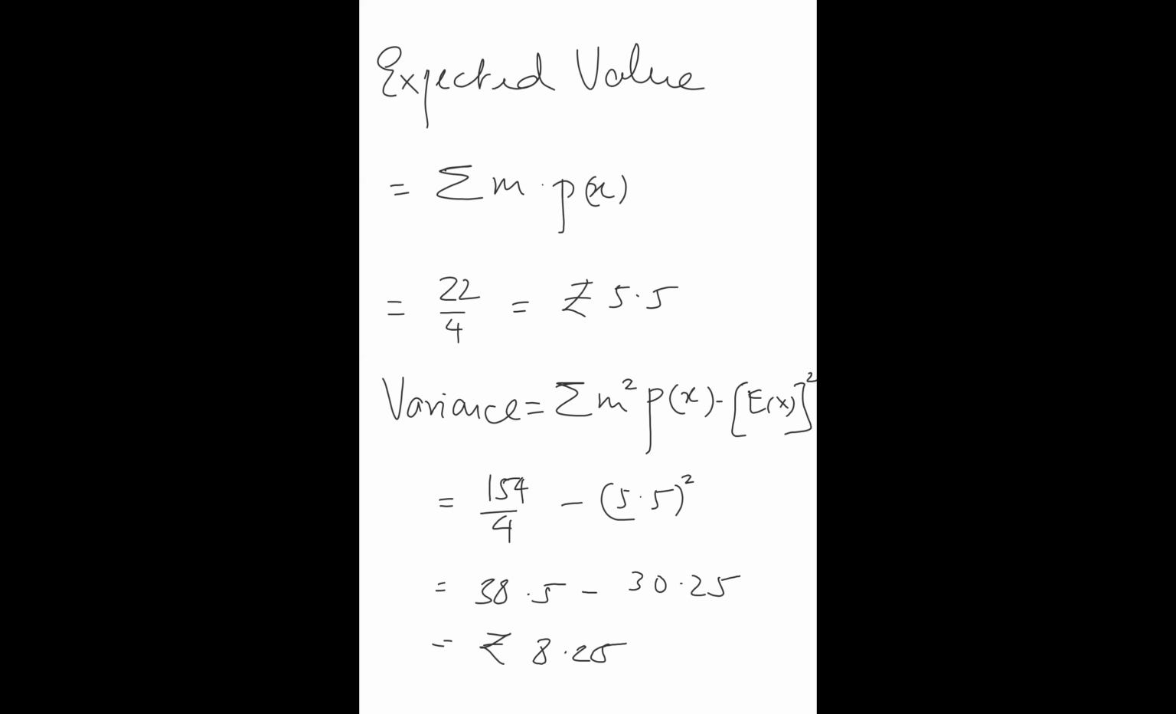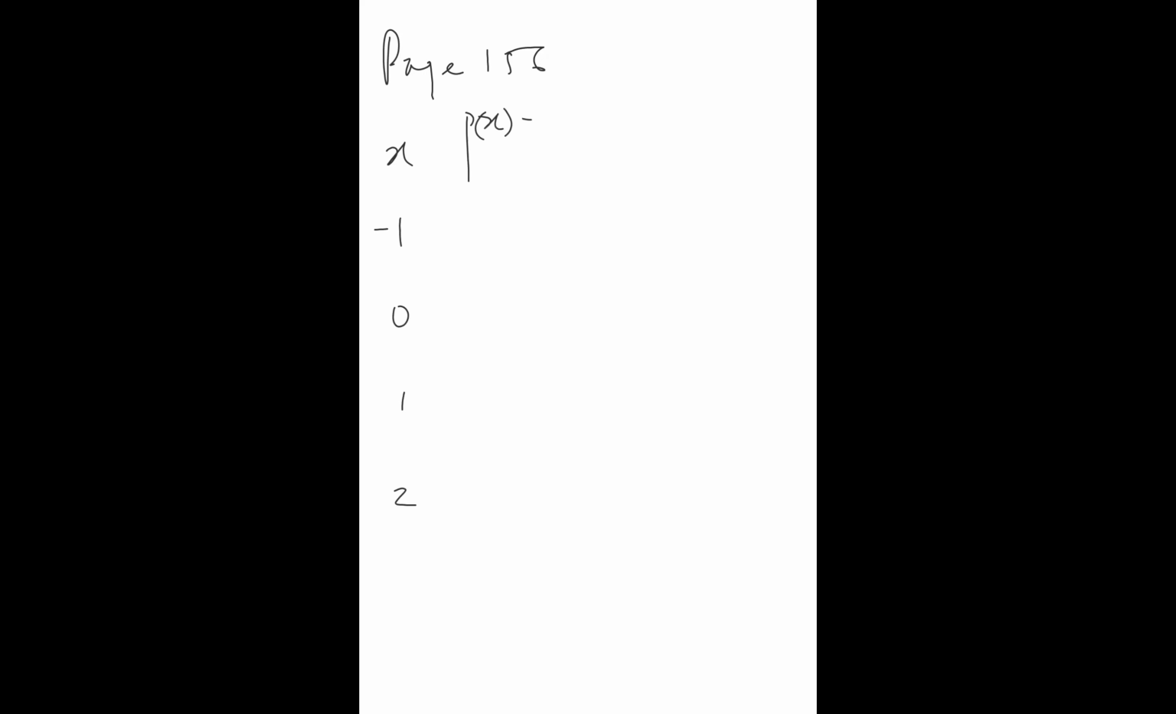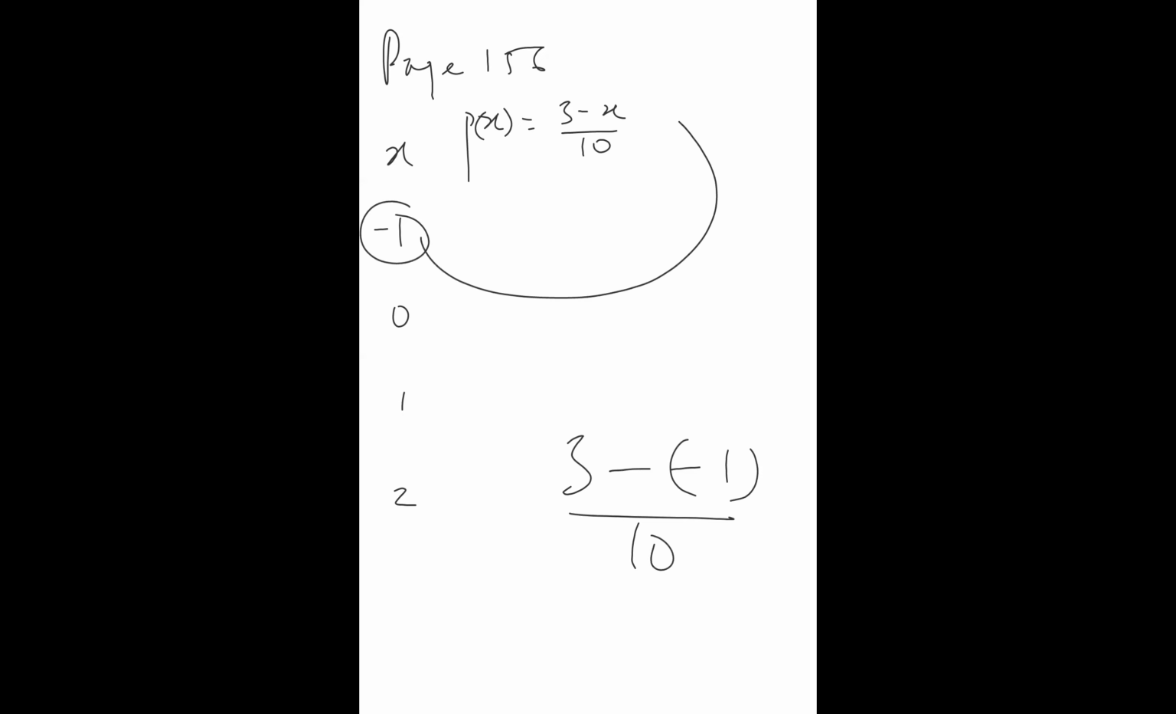See, x is given as -1, 0, 1, and 2. And for p of x, this time they have given us a formula, 3 minus x upon 10. So when x is -1, the first calculation will be 3 minus -1 upon 10. So this is 4 upon 10. When x is 0, 3 minus 0 upon 10, that is 3 upon 10. When x is 1, this will be 2 upon 10. And when x is 2, it will be 1 upon 10.